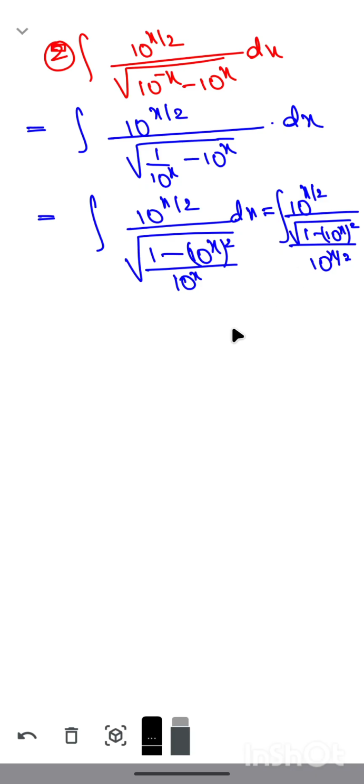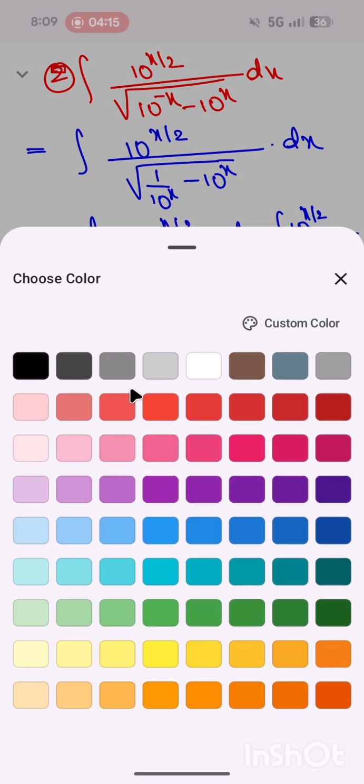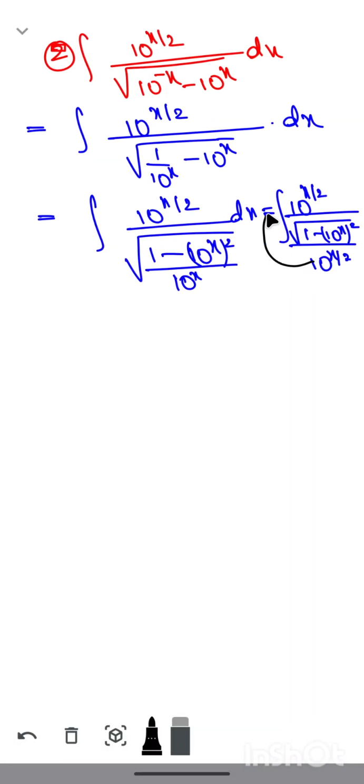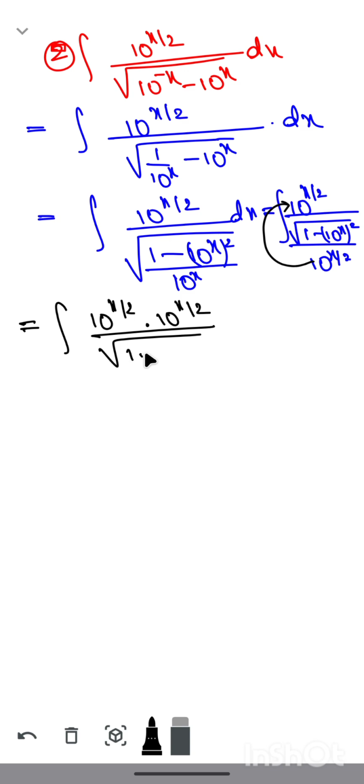And we all know very well that the denominator of the denominator will go to the numerator. So what will we get? We get the question as integration of 10 to the power x by 2 into 10 to the power x by 2 whole divided by square root of 1 minus 10 to the power x the whole square, into dx. Now again you can observe the numerator. The numerator is in the form of a to the power m into a to the power n format.